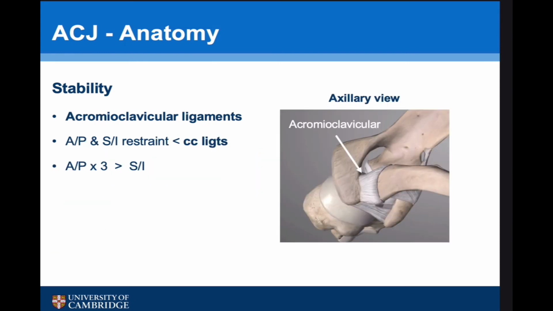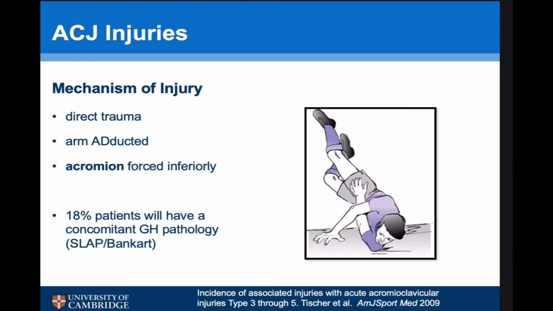The acromioclavicular ligaments are really condensations of the surrounding capsule, and actually their strength is far less than the coracoclavicular ligament. However, the anterior posterior AC ligaments are 3 times stronger than the superior and inferior ligaments.